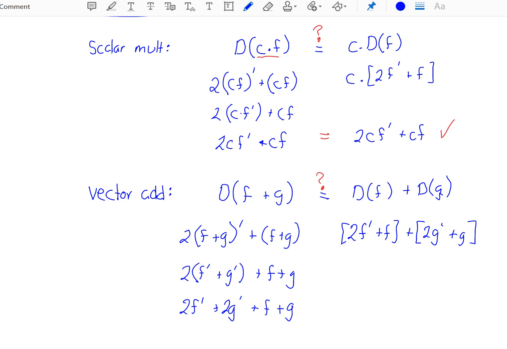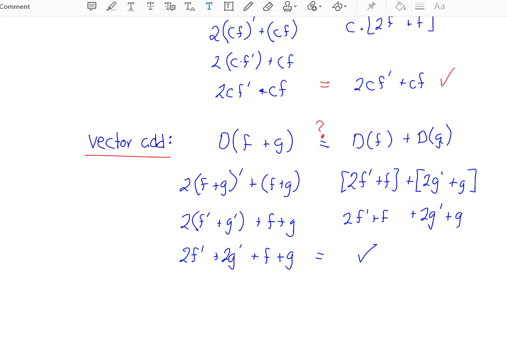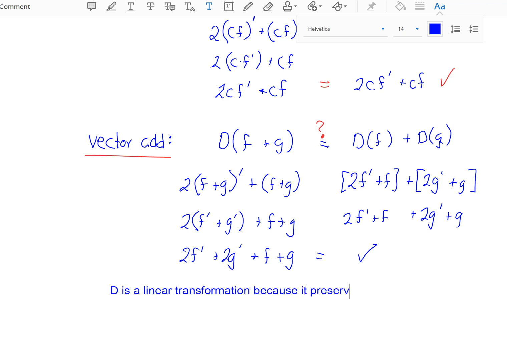And while we can get rid of these brackets if we want, they're just used for grouping that I was using to isolate what each of these looks like. I think we would like to identify that both of these are the same. They're written in a different order, but they're equal. This allows us to say that this transformation preserved scalar multiplication, it preserved vector addition, so that we can say D is a linear transformation, both vector addition and scalar multiplication.